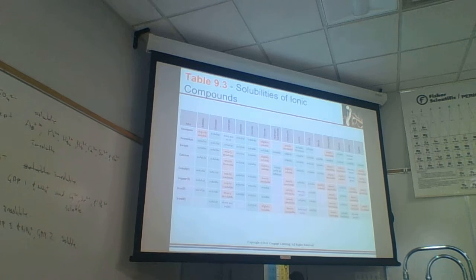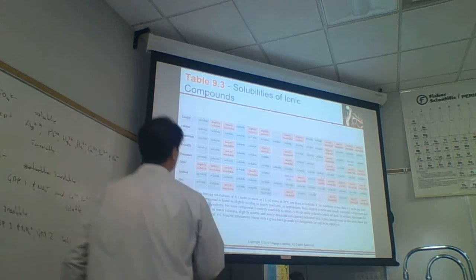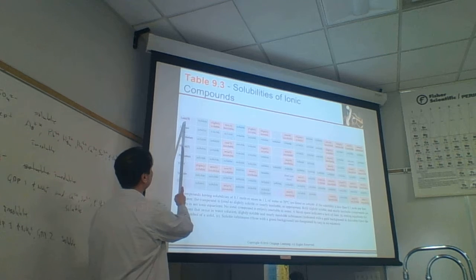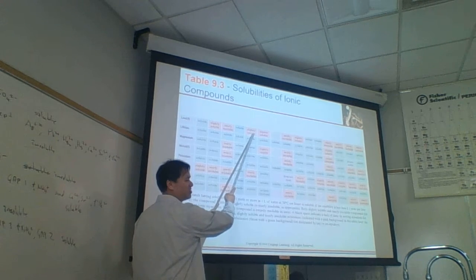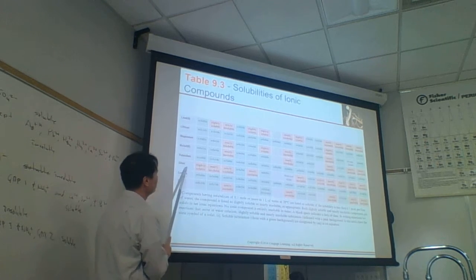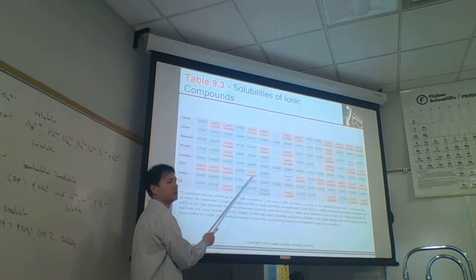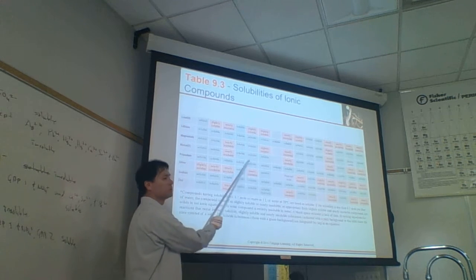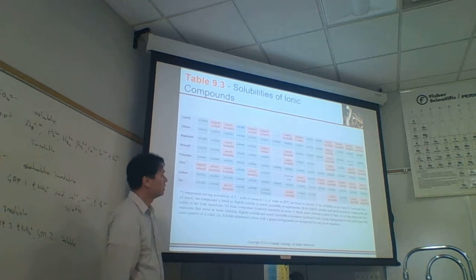Chloride is the fifth one. Is there any silver, lead, or mercury here? Yes, here. Lead 2. So lead 2 chloride should be insoluble. Well, it's borderline here. And here's silver. Silver chloride should be insoluble, which it is. But the rest are soluble. That's chlorides.